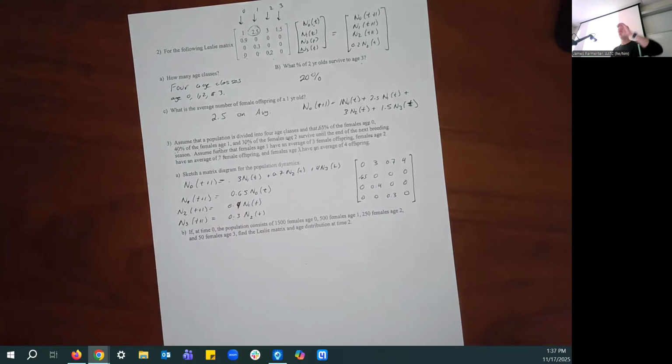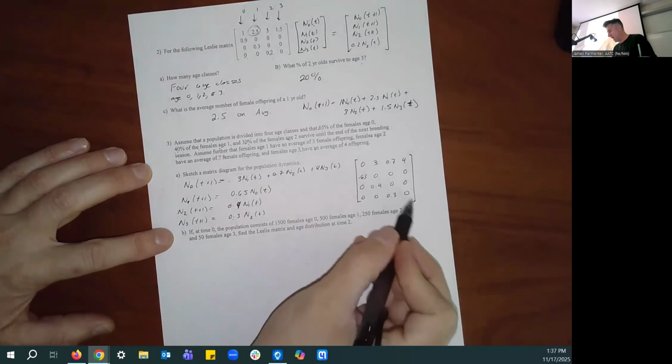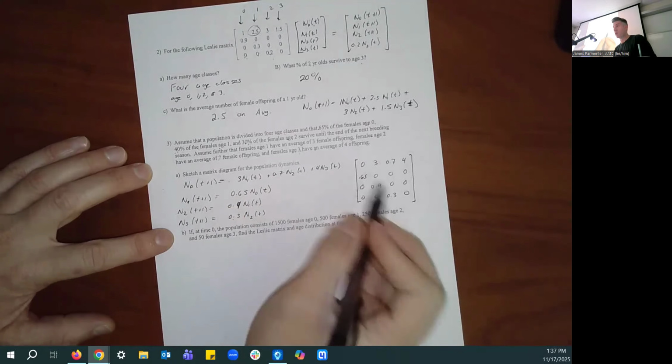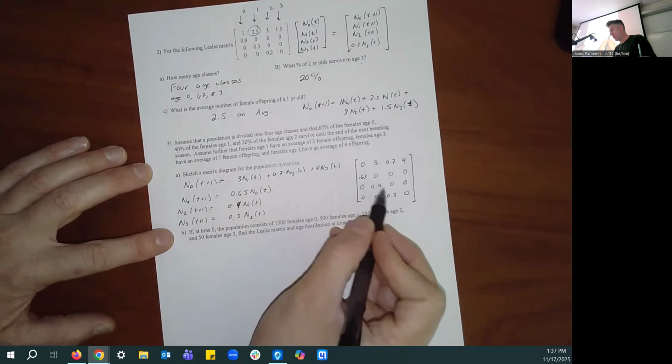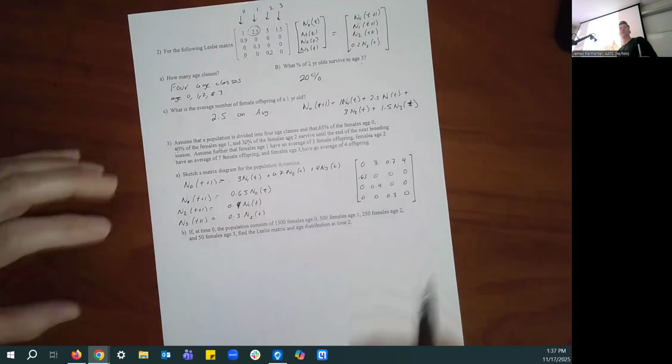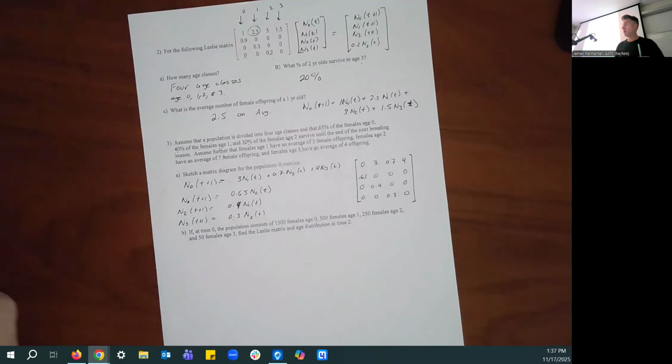What you see a lot of the time with these Leslie matrices, especially when it's population surviving till the next year, is this main diagonal being all zeros, but right below the main diagonal, that's where all of your who-survived-to-next-year pieces of data are.